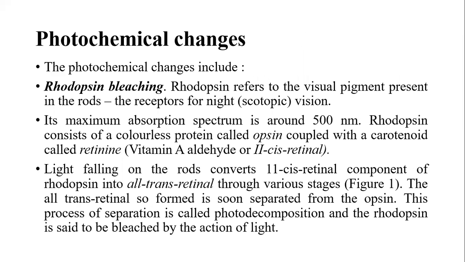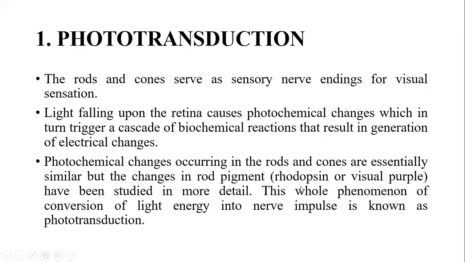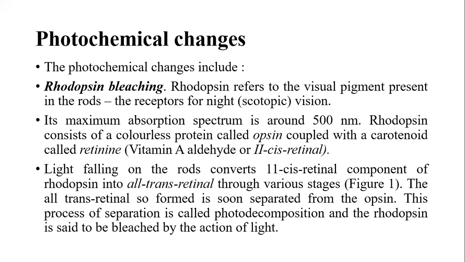The photochemical changes are the most important part of phototransduction. What is that? The photochemical changes include rhodopsin bleaching. Rhodopsin is the pigment of the rod, or rod pigment. Rhodopsin is the visual pigment present in the rod, the receptor for night or scotopic vision. So rods and cones are the receptors we know. Remember that rods are responsible for night vision, and cones are responsible for photopic vision, or day vision.